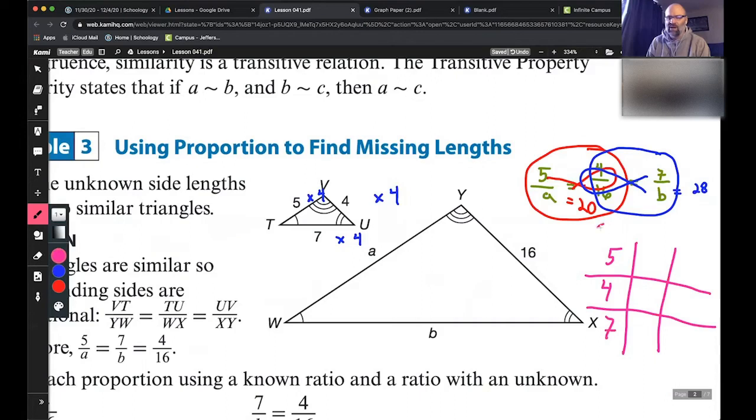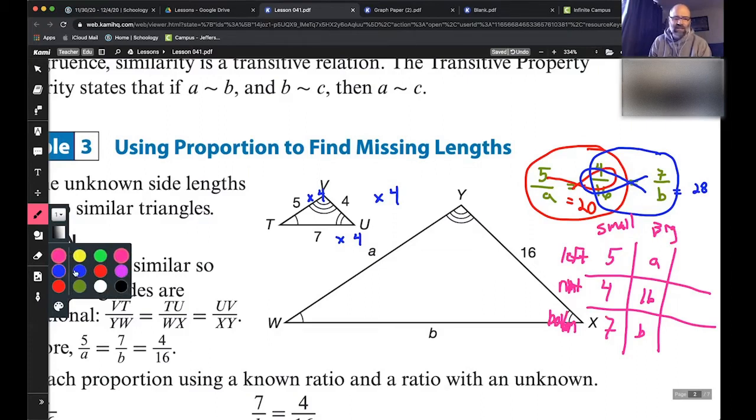So this is the small triangle. Okay, this is the big triangle. Make sure you go in the same order: left, right, bottom. So this is left. If you want to label it, you can. This is bottom. In the big triangle, the left side is A, the right side is 16, and the bottom is B. Okay, so now look, I've got my proportions already set up.